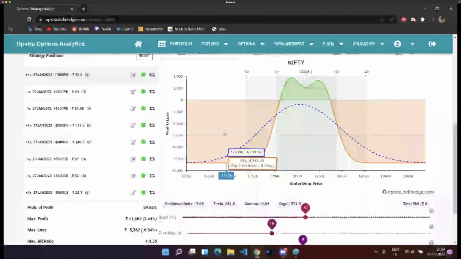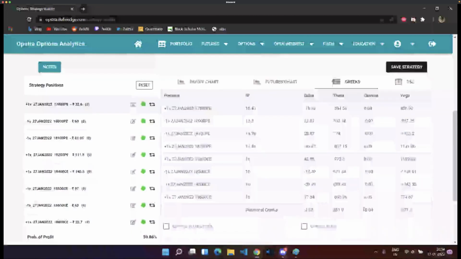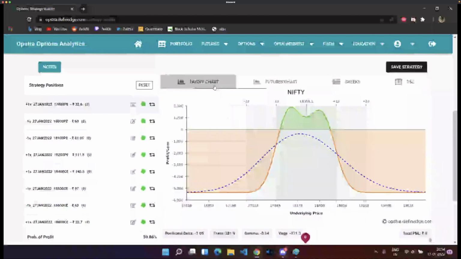Why does this happen? It's because your net gamma is negative. So your net gamma is इसके negative, इसमें it means अच्छा इसके इसमें रेंज कितना मिलता है?